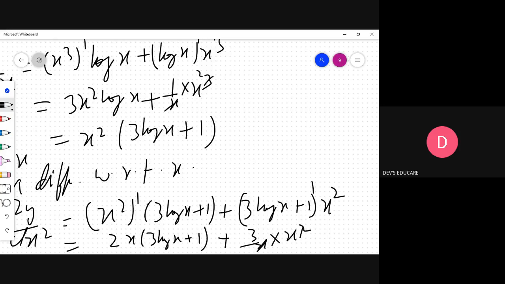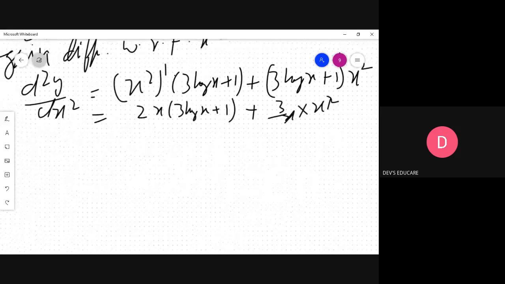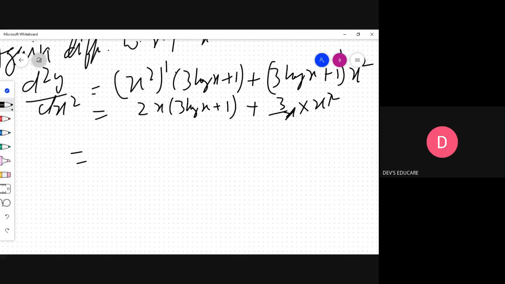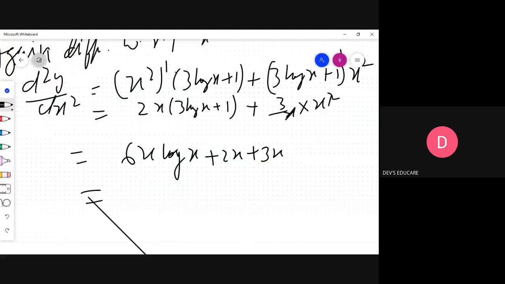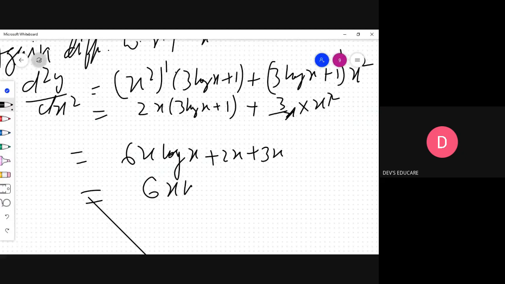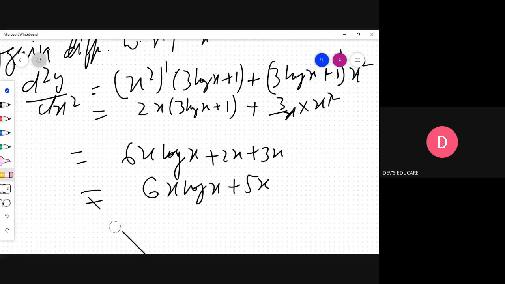So this will be 2x into 3, just 6x log x plus 2x plus 3x. So this is 6x log x plus 5x. Take your answer from the back side and confirm.